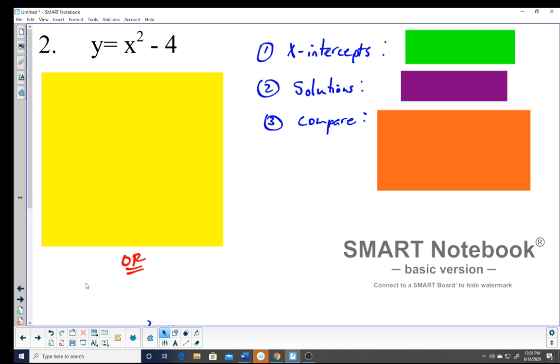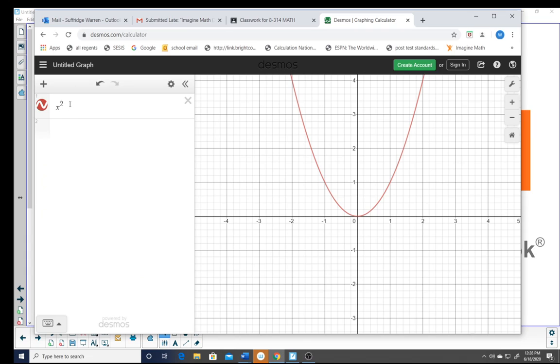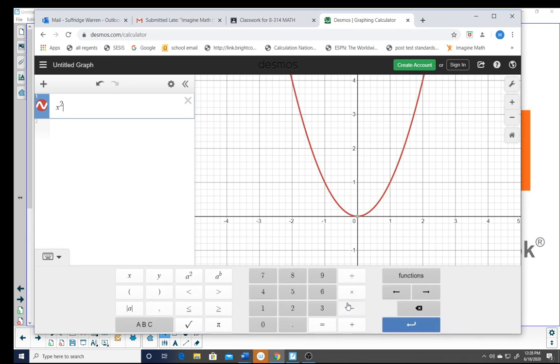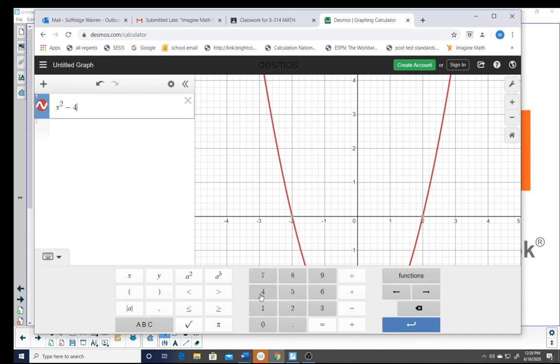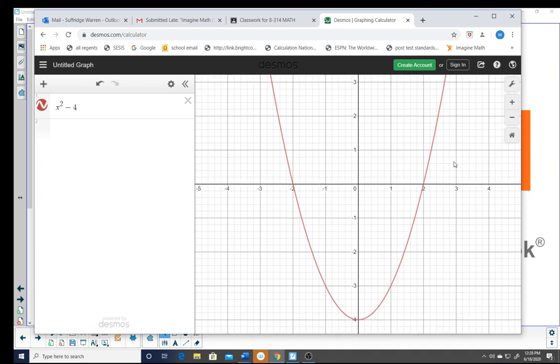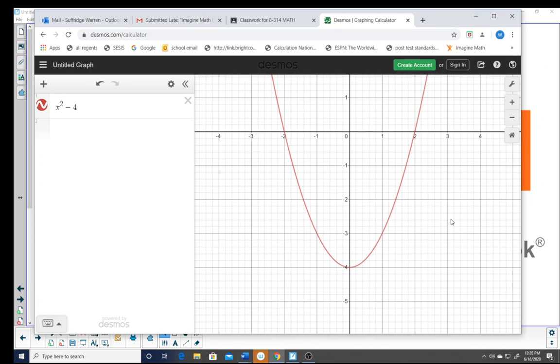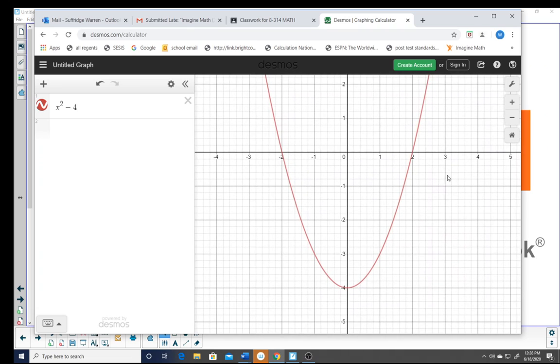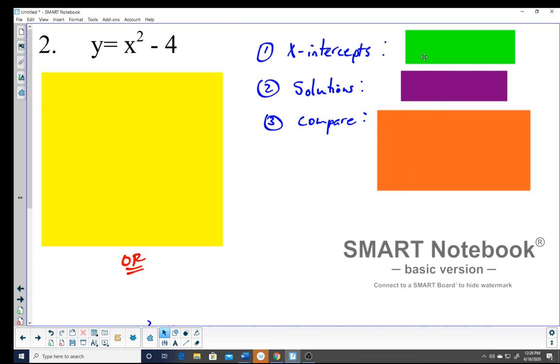On number 2, we have y equals x squared minus 4. So let's graph that. So go back here, I can just add a minus 4. And now on our graph, we have this parabola, and looking at this parabola, we see that one x-intercept is negative 2, the other x-intercept is positive 2, so the x-intercepts are 2 and negative 2.